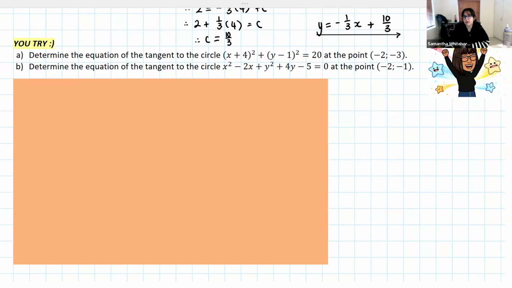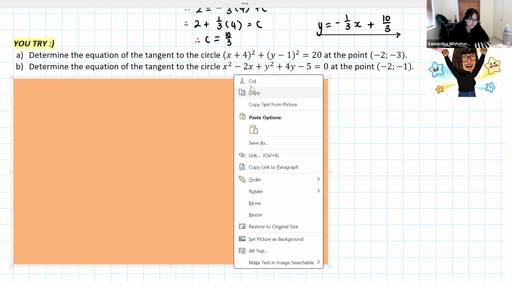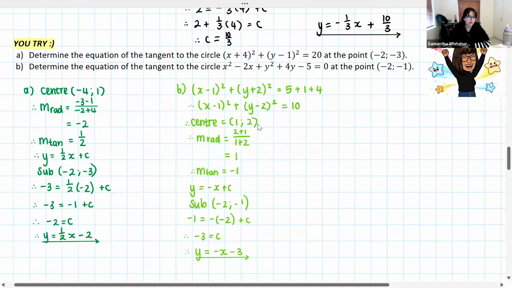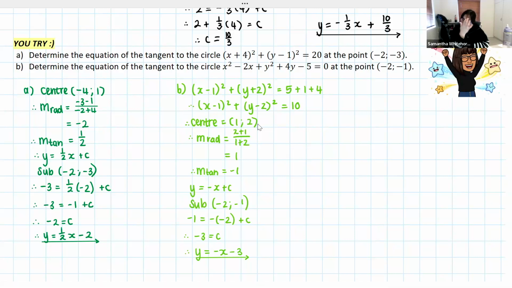Okay, looks like some of our thumbs down have changed to thumbs up, which is awesome. If you're not done, don't stress, just take a screenshot. You can check yourself. So let's have a look. So A, you know exactly where your center is, which means that you can go and work out the gradient of your radius. And so the gradient of your radius here was -2.